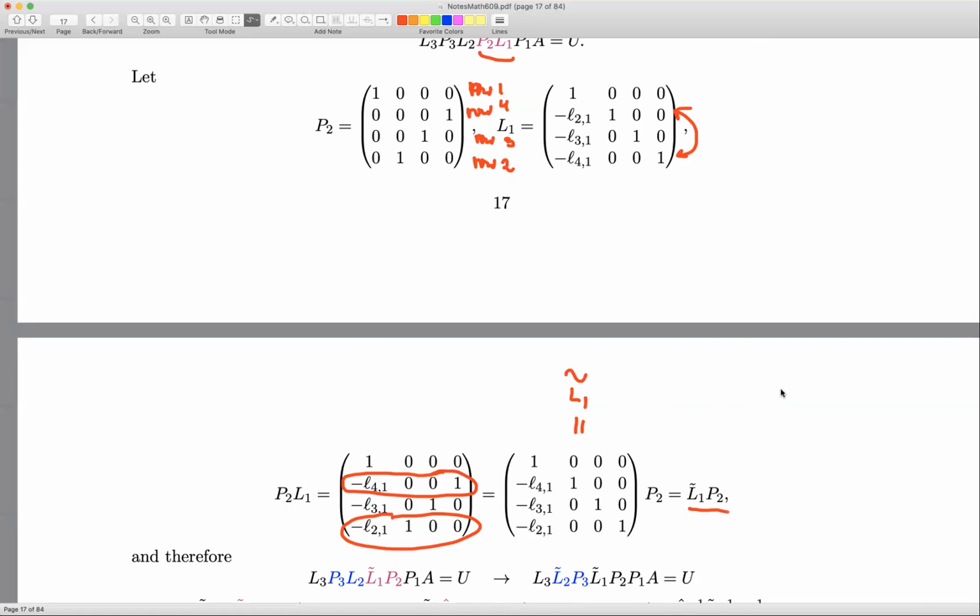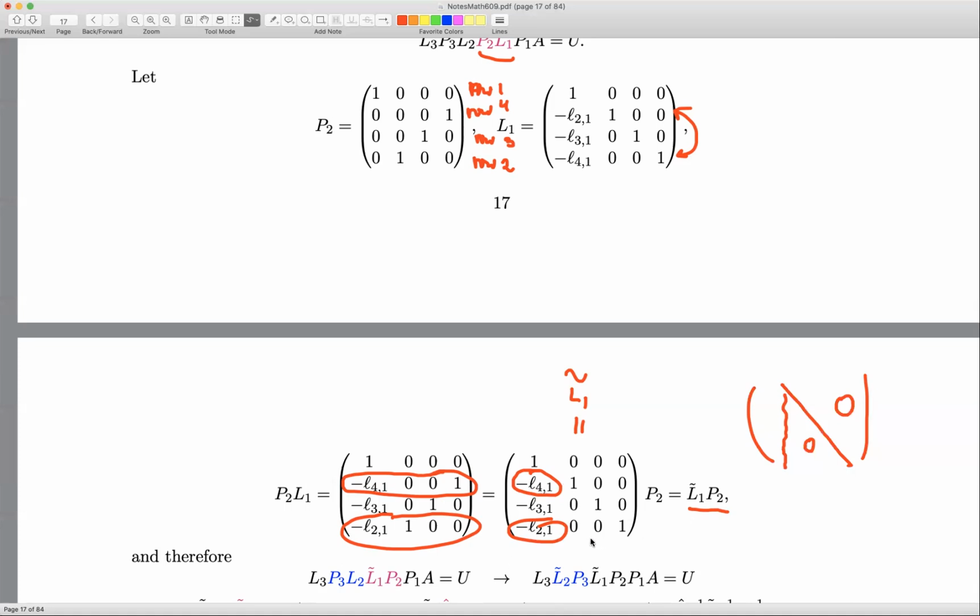What does it mean, the same structure? It has ones on the main diagonal, 0 above the main diagonal, and probably non-zero entries in the first column, and everywhere else it has 0. So you see here what L1 tilde is. L1 tilde is like L1, but the only difference is that here this number is taken from row 4, and here this number is taken from row 2. So it is interchanging, not the whole rows, but only the entries in the first column.